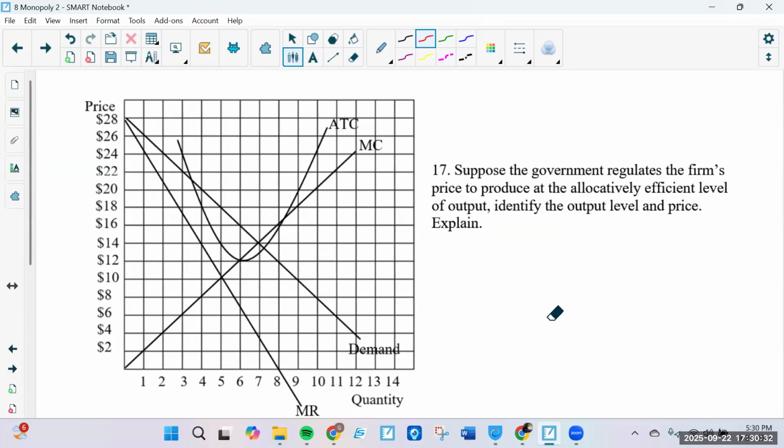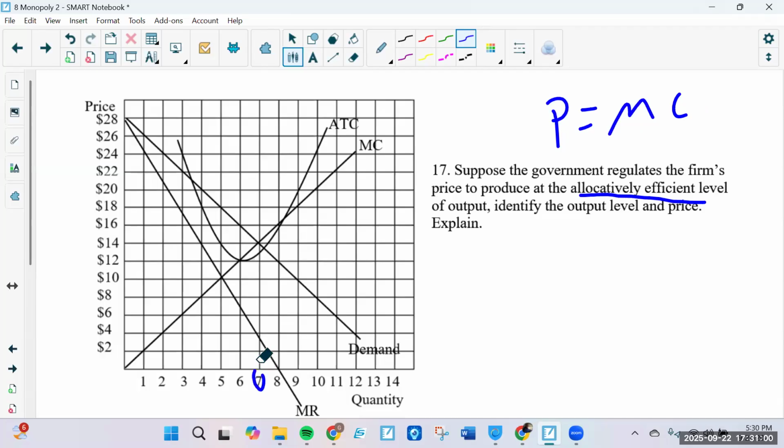Suppose the government regulates the firm's price to produce at the allocative efficient level. Identify the output level and price. Explain. So this is where the government has come in and said, you're not allowed to maximize profits because you're an evil monopoly. Instead, we're going to regulate you to produce the allocative efficient level. Allocative efficiency is where price equals marginal cost.